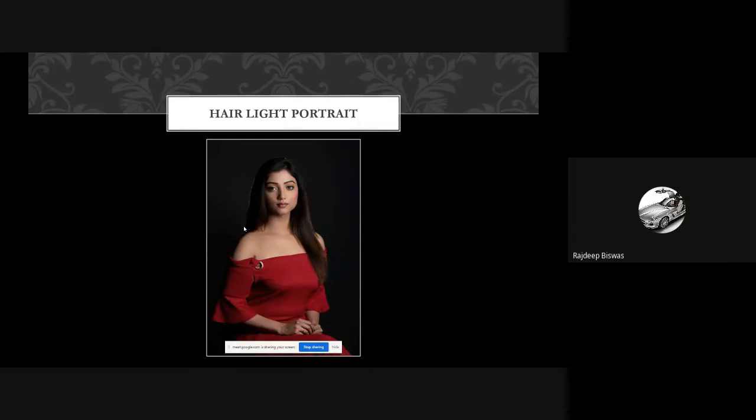So what you can do is use a snoot from a distance, or if you're using a softbox, just place it behind the subject at the ground, pointing towards the head of the subject at an angle, at a very low power, so that you just get the outline.